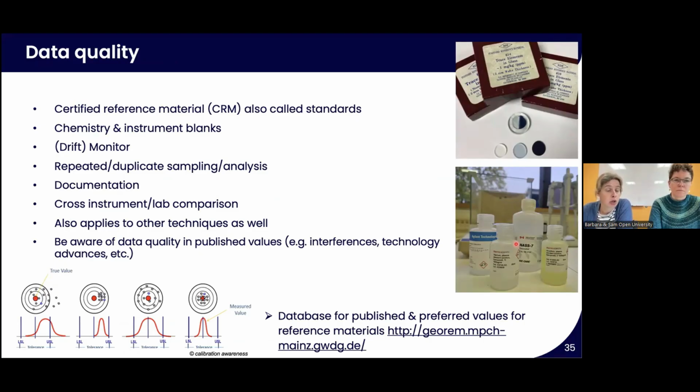We want to be looking at our chemistry and our instrument blanks. These need to be as low as possible because we want to make sure that what we're measuring is actually in the sample and it isn't a contribution from sloppy chemistry or from dirty reagents, for example. We need to look at whether our instrument has drifted, looking at our monitors that are run throughout the session, and we need to correct for that if drift is a significant factor. In terms of looking at data quality, it's great if you can look at doing repeated or duplicate analyses or duplicate sampling as well in order to make sure that consistency applies throughout your analysis.